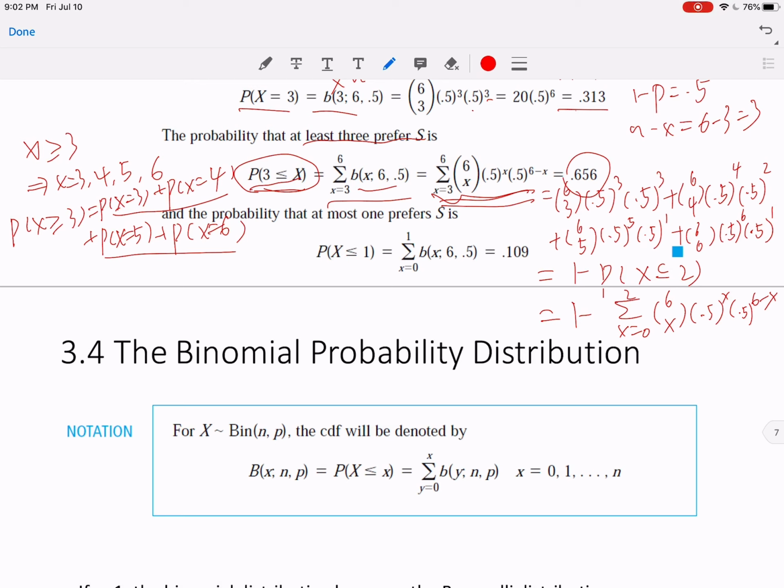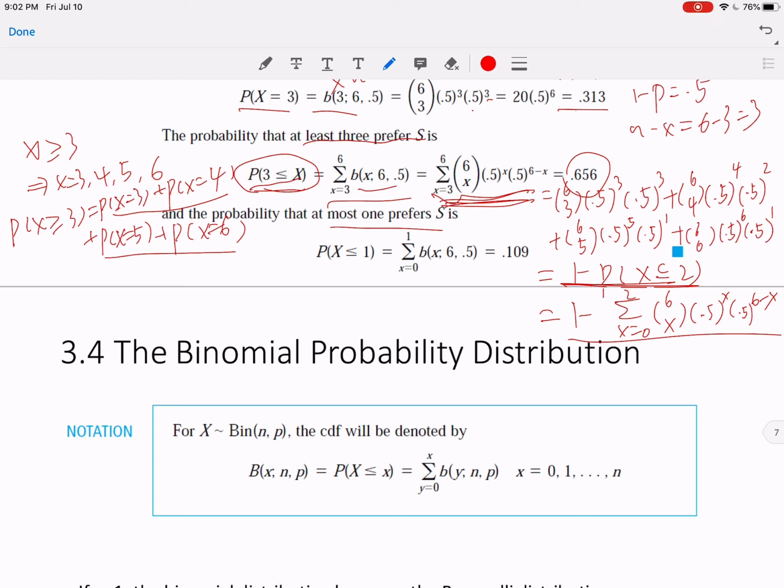That's another way to think of it, just the complement of that. So either way would work, okay? Either this way or this way. Either way would work, okay? Now, what is the probability that at most one prefers x?